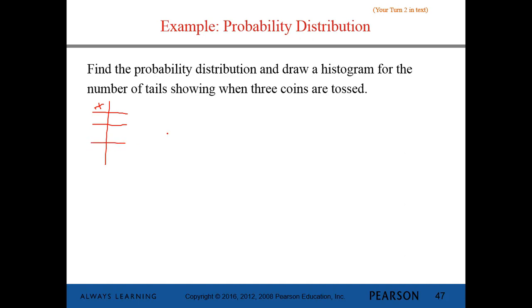When we flip 3 coins, we want to count the number of tails. What are the possible numbers of tails that we could have after tossing 3 coins? We could have no tails, which means all heads. We could have 1 tail, which means 2 heads. We could have 2 tails, which means we'd also have 1 head. Or we'd have 3 tails, which means no heads. And then we want the corresponding probability.